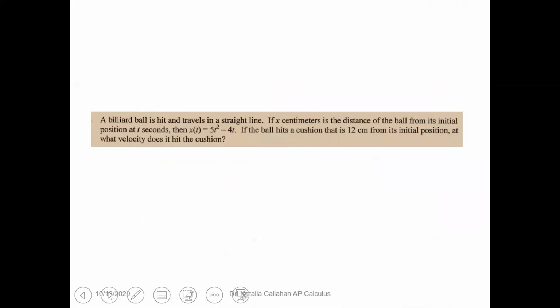All right, let's take a look at the next example. It says a billiard ball is hit and travels in a straight line. If x centimeters is the distance of the ball from its initial position at t seconds, then x of t equals 5t squared minus 4t. So this right here is giving me the x of t. If the ball is hitting a cushion that is 12 centimeters from the initial position, so again, this is a position function, not like the last one, which was a velocity. At what velocity, so the question is asking you for velocity, does it hit the cushion?